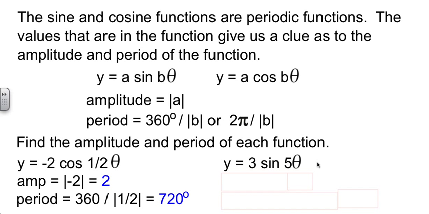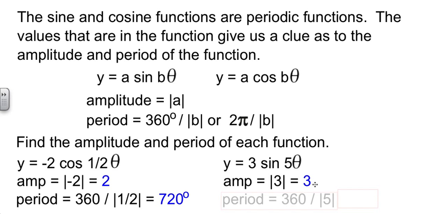Okay, let's try another one here. This one will involve sine instead of cosine, but that's the only thing different about it. The amplitude is the absolute value of a, so the absolute value of 3 is 3. The period is 360 divided by the absolute value of 5. The absolute value of 5 is 5, so 360 divided by that is 72 degrees.